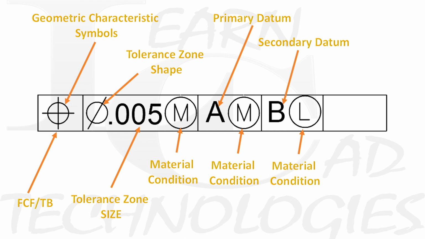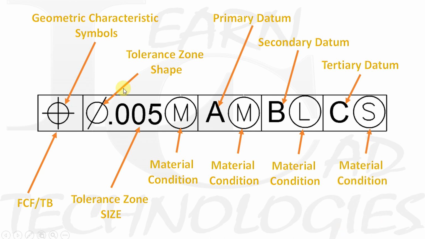So the third one is tertiary or third datum. It's based on the Z axis, and if you need, you can give a material condition for this only. So this is the full-fledged one. If you want to fill up the entire tolerancing box, you have to mention this fully.